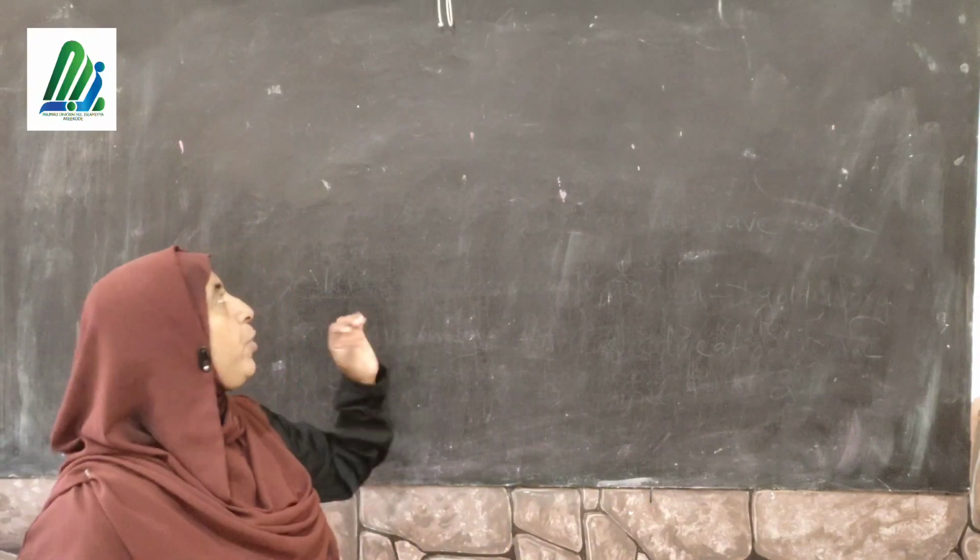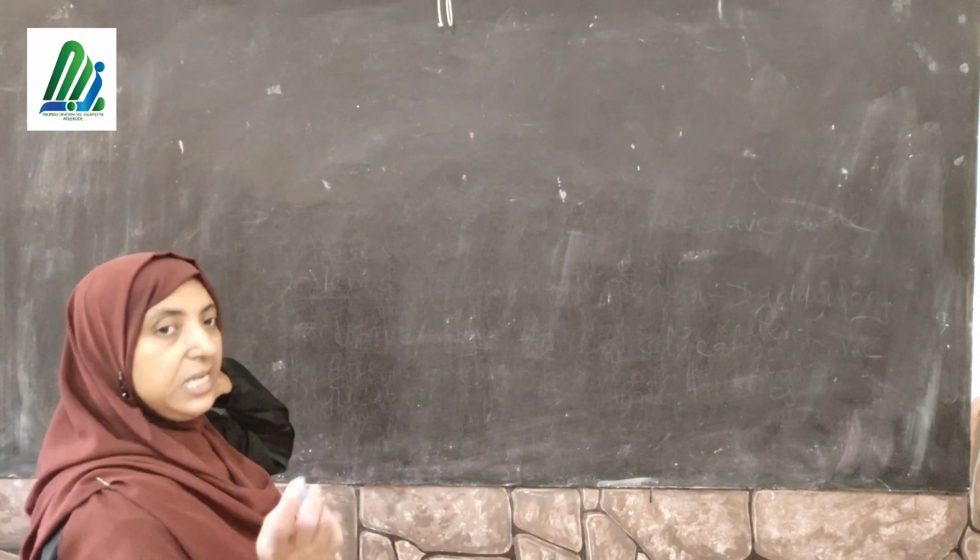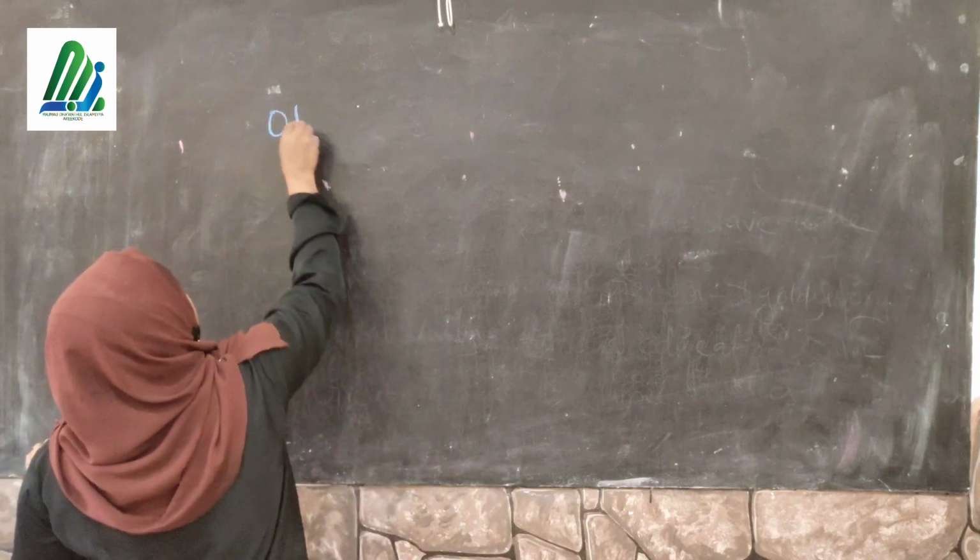Now we can write the important points related to these empires. I am going to write on the board, so please take down all the points in your notebook. First of all, I am going to write about the Ottoman Empire. So please write Ottoman Empire.